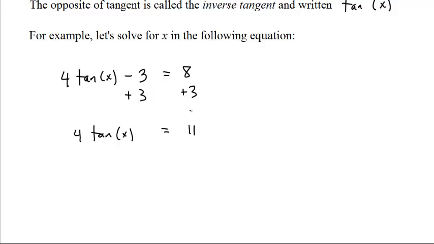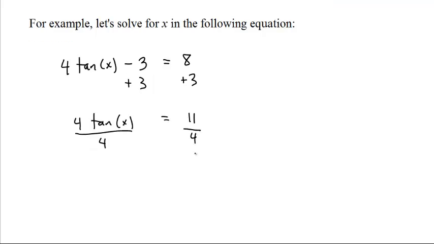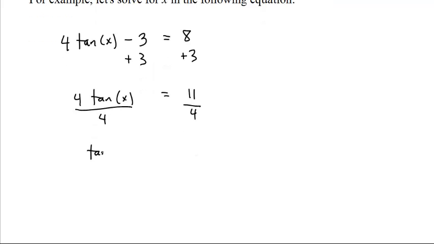Well, functions are sort of in the exponent category. An exponent is a function, so we do multiplication and division first when we're going backwards. We divide both sides by 4, and we get the tangent of x is 11/4.